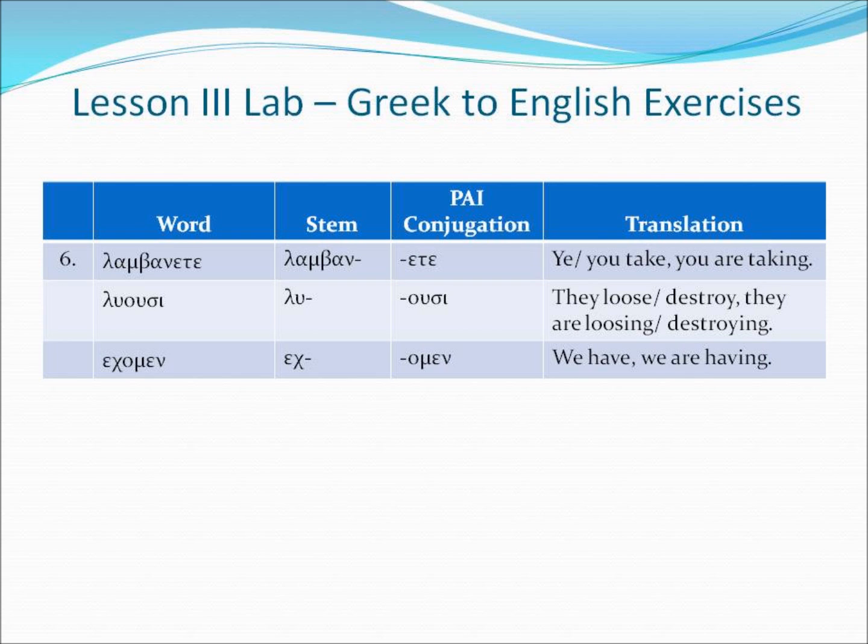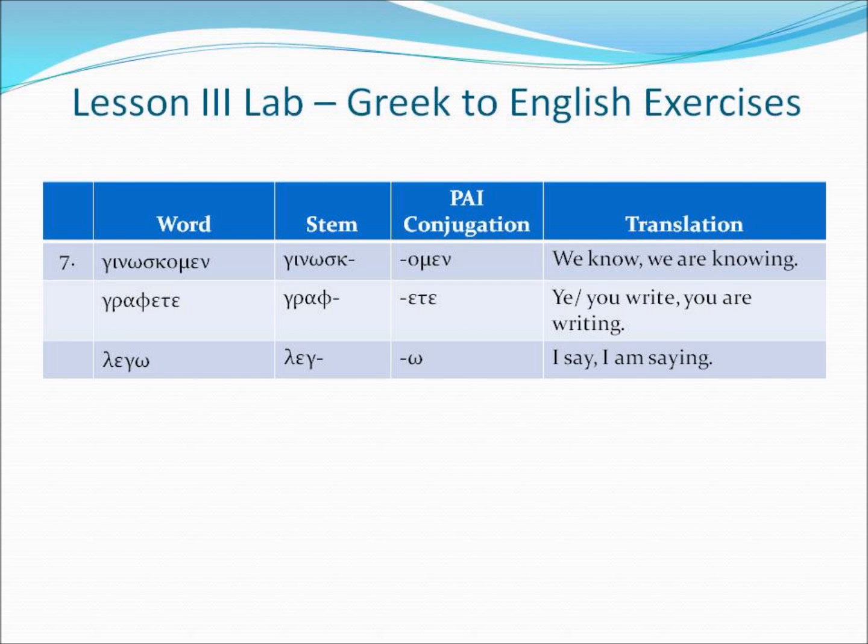Last word is ekamen. Ekamen from ek, echo. The stem is ek, with the conjugation of amen. We have, or we are having. Example number 7. First word is gnoskamen. Stem is gnosk from gnosko. Amen, first person plural, we know, we are knowing.